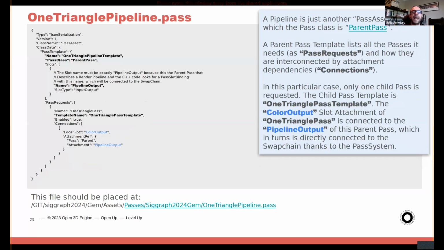Then, of course, we create a pipeline, and the pipeline is just a parent pass that lists all of the passes it needs. In this case, you're going to see there is a section called pass request, and we're only listing one pass. We're also connecting the color output slot, which refers to the render target, to the swap chain. There is a hard-coded name called pipeline output. With that hard-coded name, this is something you need to know, you're automatically drawing into the swap chain.